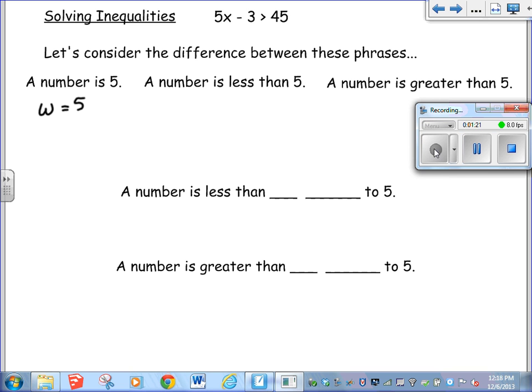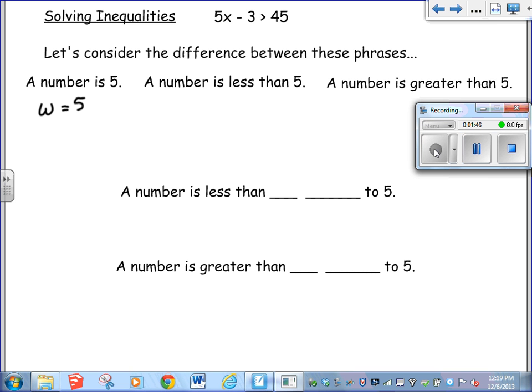What about this one? A number is less than 5. Now it doesn't say a number less than 5. It says a number is less than 5. How can we write that mathematically? Mary? Well, that would be if it was a number less than 5. But it's got an is less than. Mary?